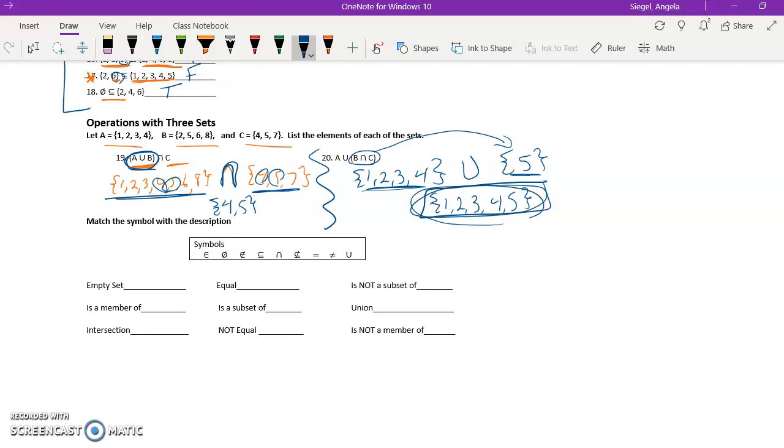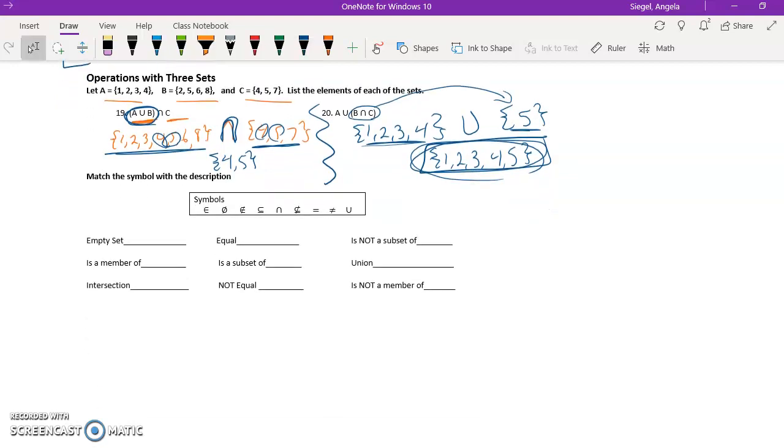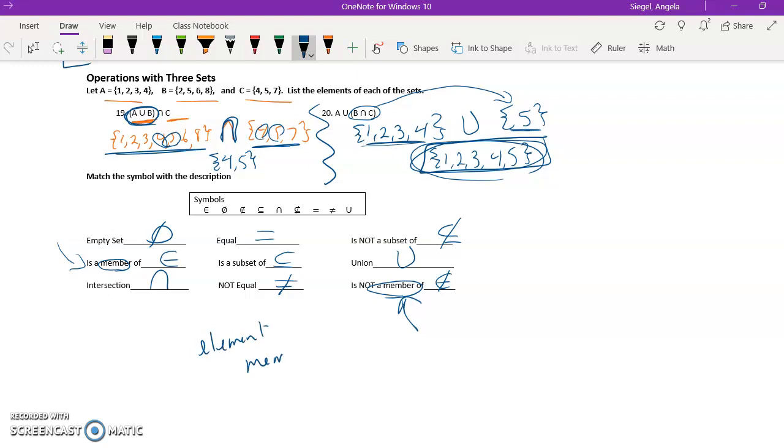Okay, so for this last section, I want you to just practice using the symbols that we've talked about in this lesson. Most of them are pretty self-explanatory. The only thing that I want to talk about is this. I purposely used the word member because every once in a while you'll see that in a textbook. Instead of using the term element, they'll use the word member, and that means the same thing. So element and member are the same thing. Usually you'll see element, but I just wanted to throw that in there real quick. So that is all of lesson 1.